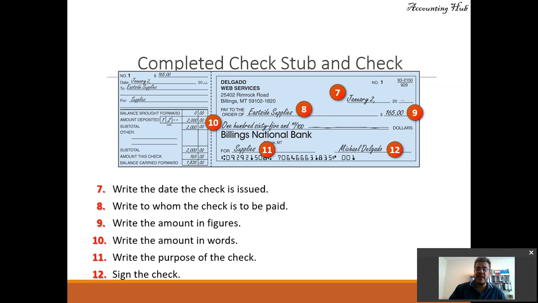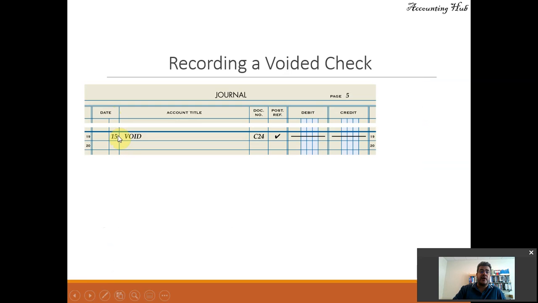And what about a void check? I wrote 165, and then when I wrote the amount in words, I wrote $195. So I need to void this check. I cross it, write void, and then I record it as a void in our journal. So no debit, no credit, only to make sure that this check is voided. So check 24 is voided, and there will be no amount for this check.